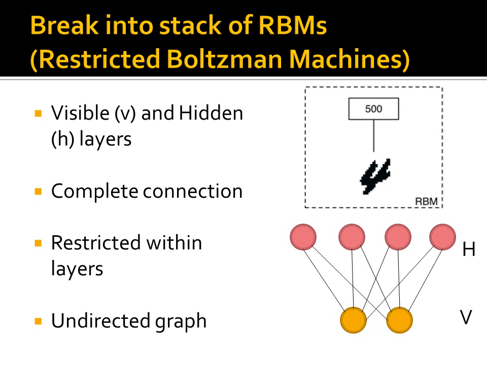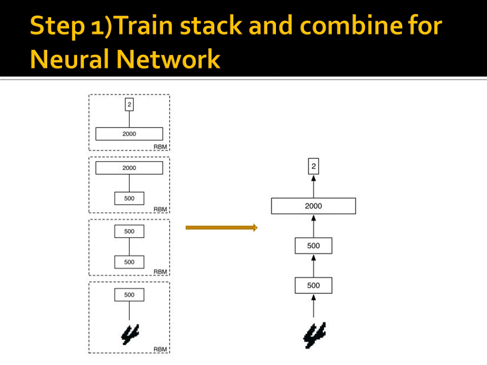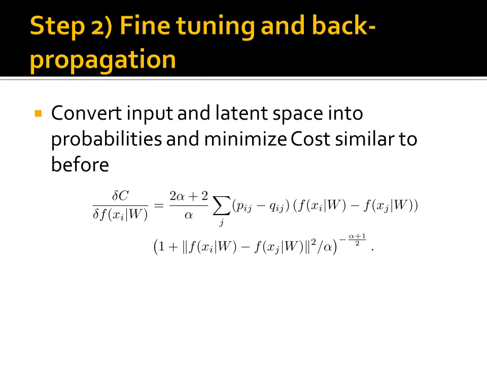Now, each one of these layers, the connections between them can be thought of as a restricted Boltzmann machine. This is just an undirected graph, in which every node is connected to every other node in the other layer. And we wanted to train each of those RBMs first, and then you can combine them into a full neural network.